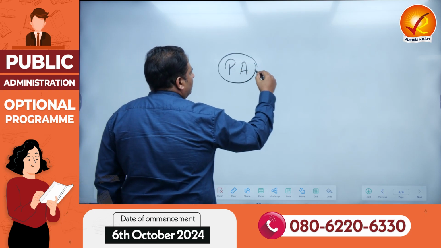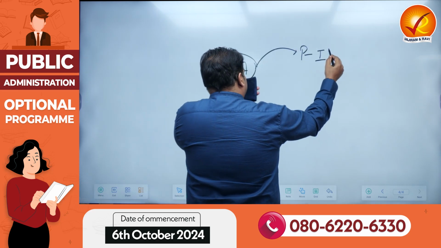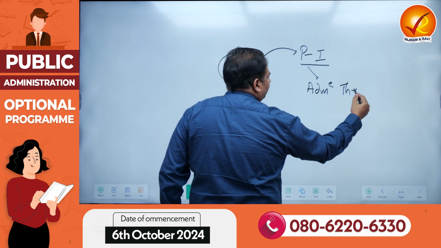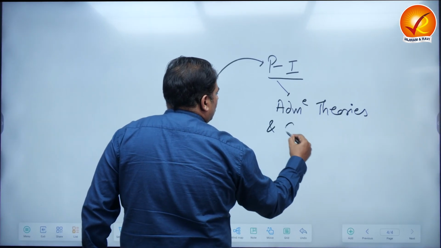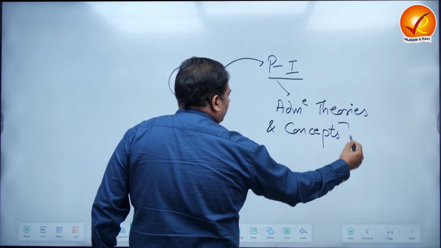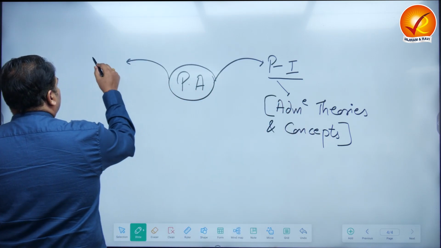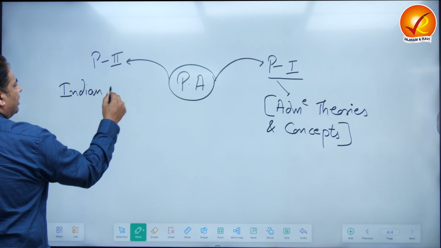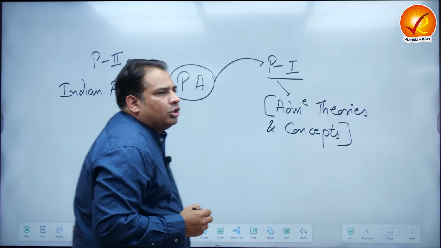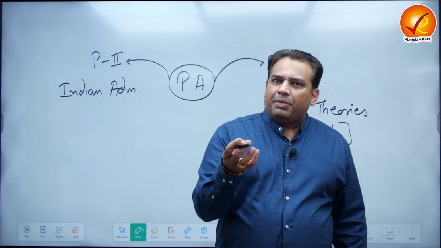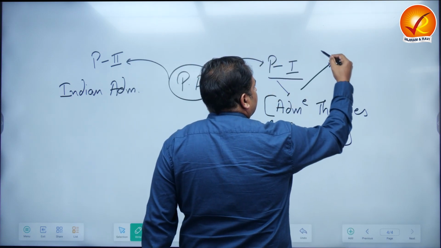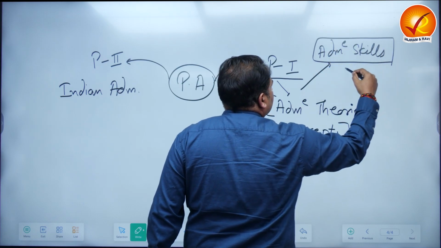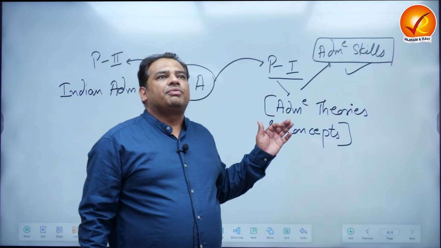The public administration paper 1 is with respect to administrative theories and concepts. And paper 2 is with respect to Indian administration. So there are two separate papers. One will help you develop administrative skills. This we will develop on the basis of our understanding of paper 1.